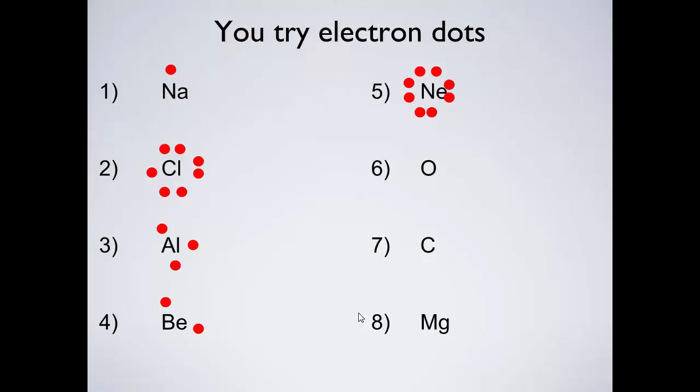Neon is a noble gas. What is its outer orbital like? It's full. Neon does not interact with other elements. The noble gases, the things on the far right of your periodic table, neon, argon, helium, krypton, xenon, those are the noble gases. They don't generally form any compound with any other substance because they don't need to. They have full outer shell electrons. They're happy just the way they are. They don't need somebody else to make them happy.